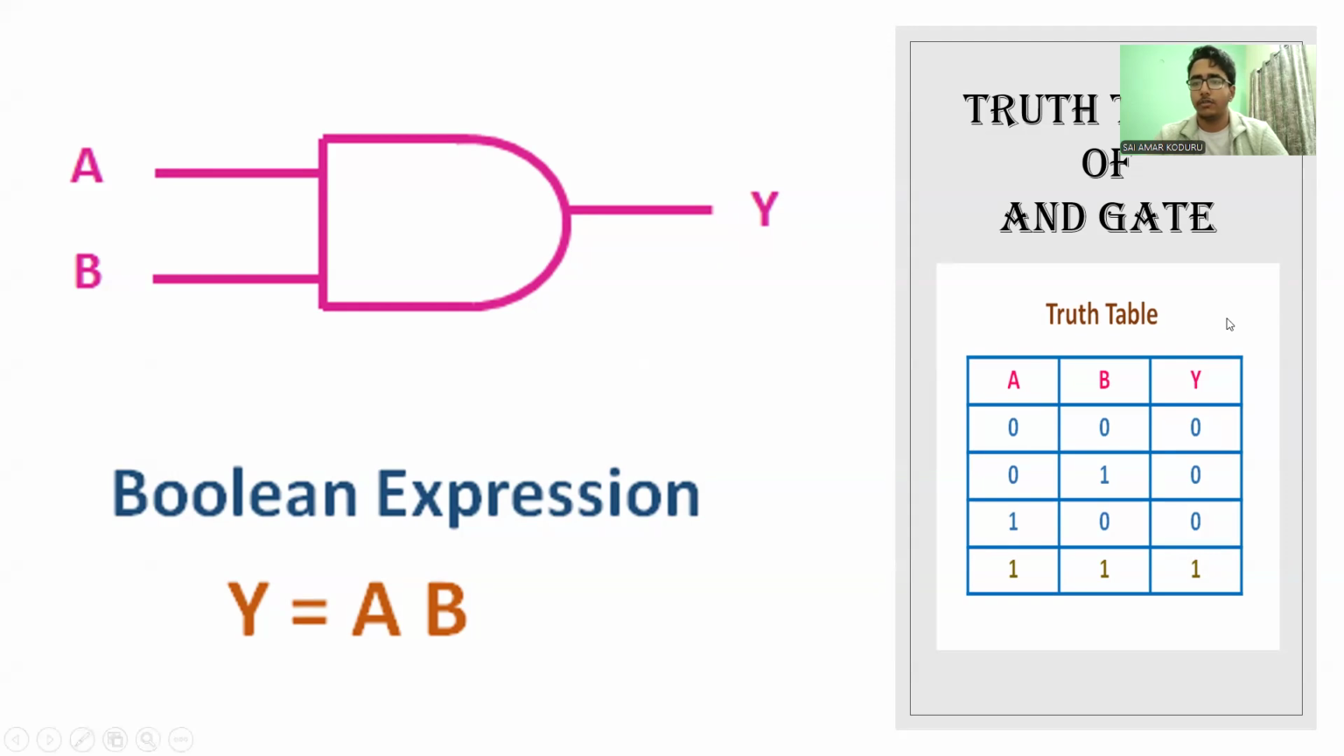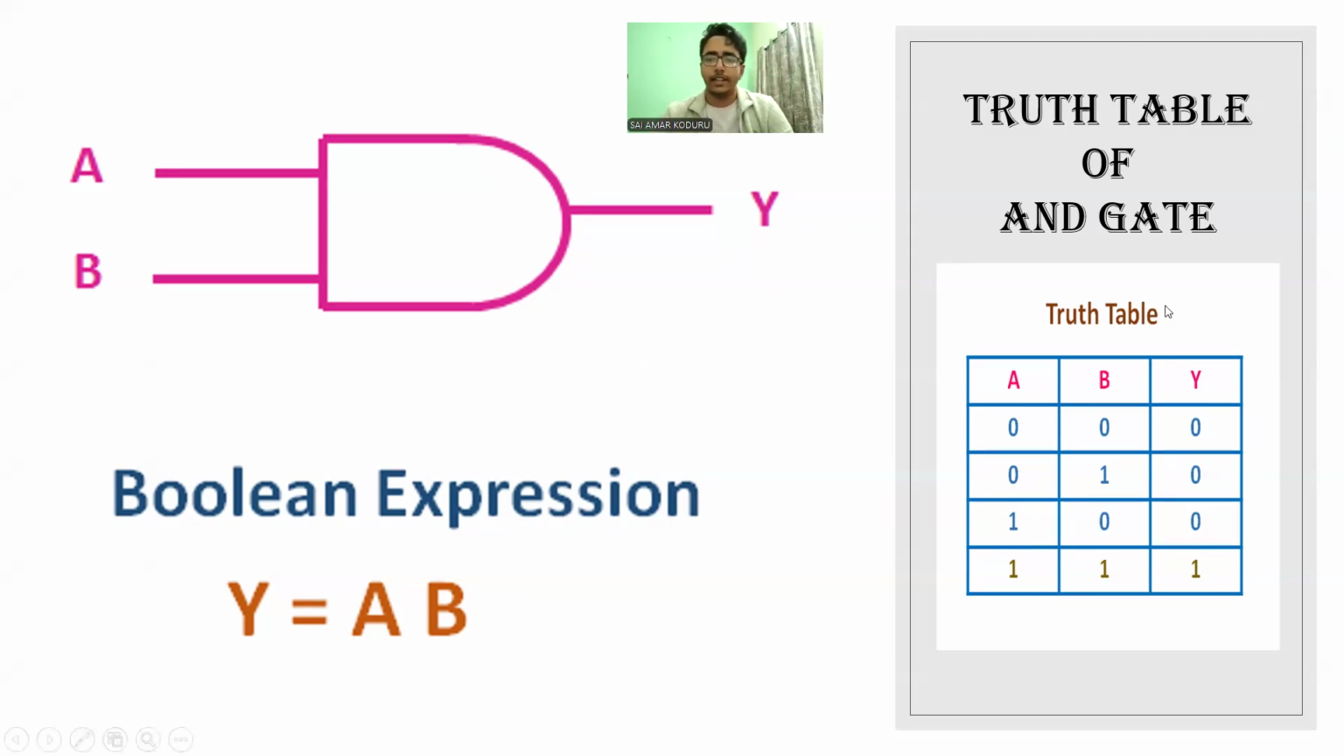And now let's talk about the truth table of the AND gate. It is also mentioned before that if both inputs, A and B, are one, then the output would be one. In all other cases, the output would be zero.